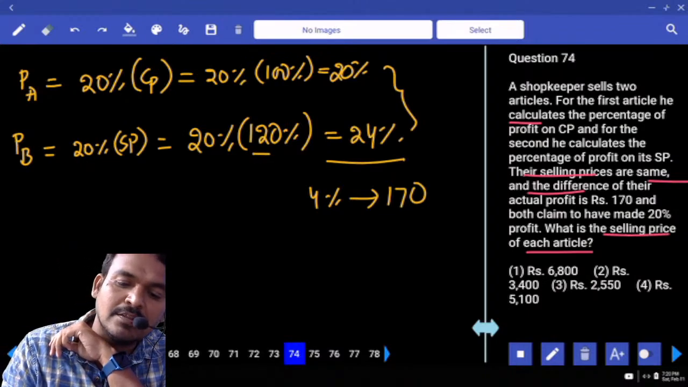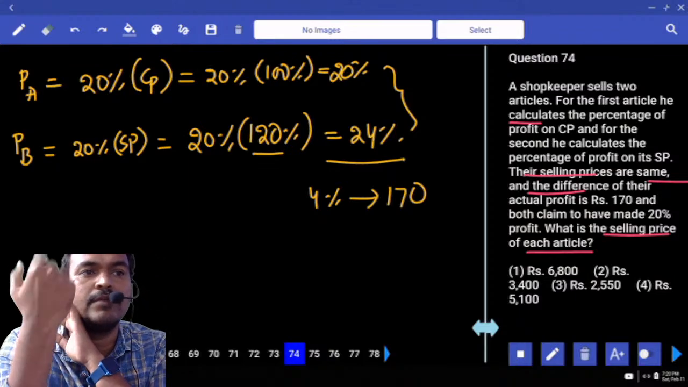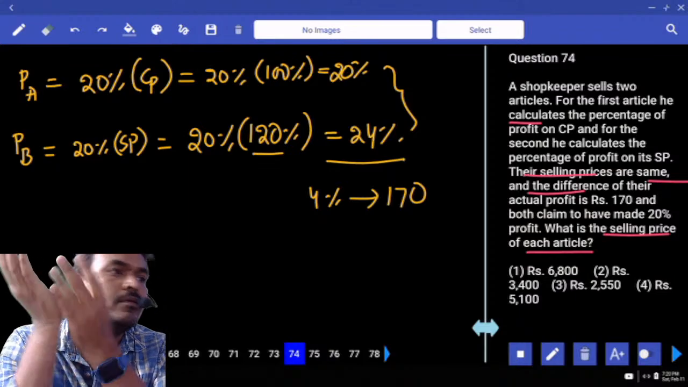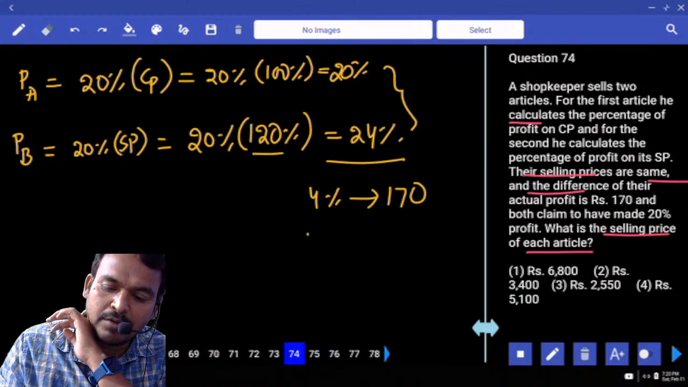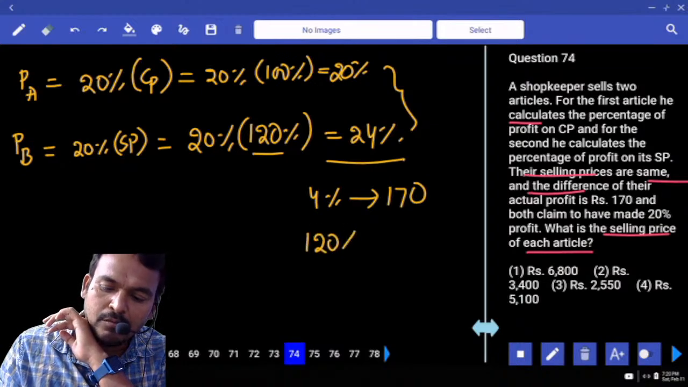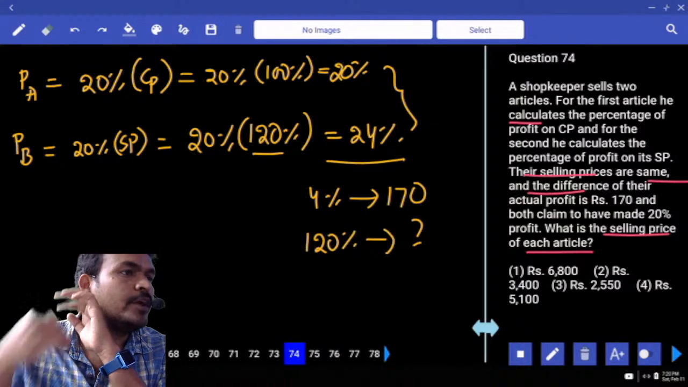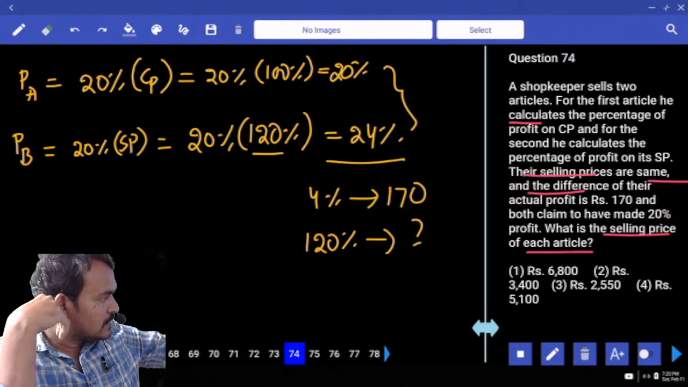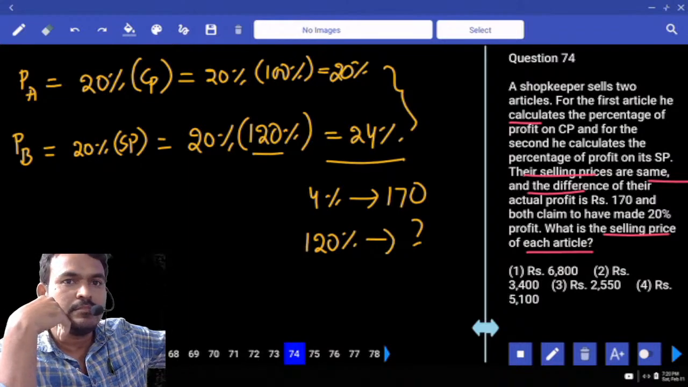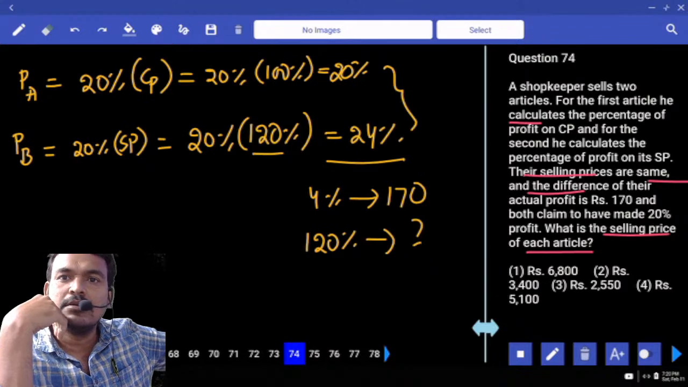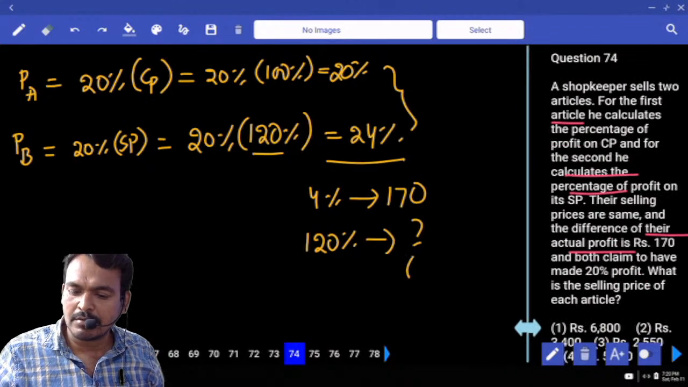If the second article selling price is 120%, means the first article selling price is also 120%. Means we require how much percent value? 120%. How many times is it? 30 times. 170 into 30 is 5,100.